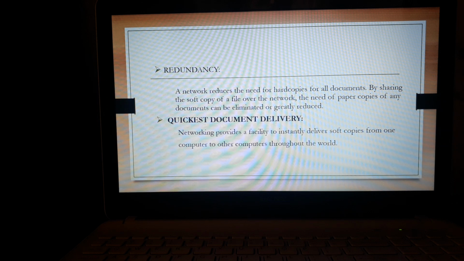Then quickest document delivery. Networking provides a facility to instantly deliver soft copies from one computer to other computers throughout the world. Anytime, anywhere you can send your document through mail. We can send any documents or files through email or any other networking system, and easily, at one time, send them anywhere all over the world. So it is the best advantage of a networking system.